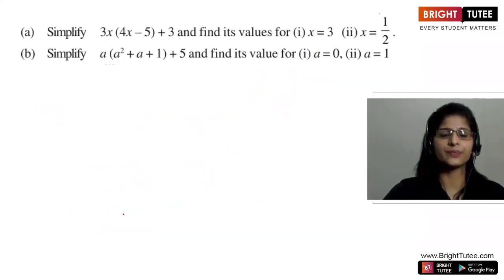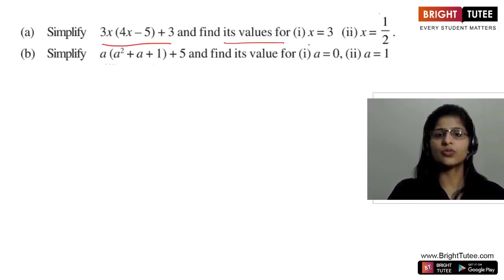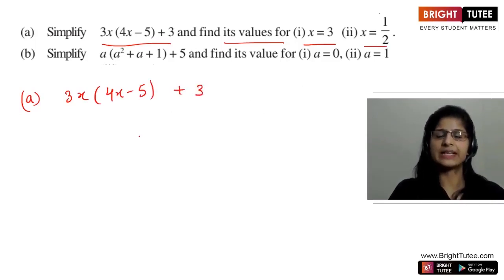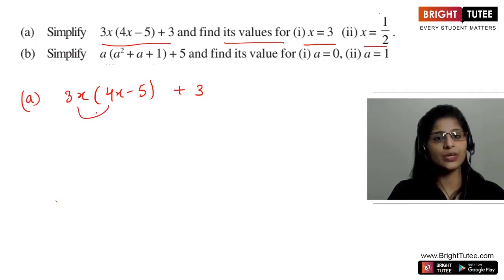Let us move ahead. Here they are asking you to simplify and find its values for x equal to 3 and x equal to half. So let us do the first part. In the a part, we have to simplify 3x into (4x minus 5) plus 3. Let us simplify it first. Multiply 3x with 4x, students. What you get? Think about it. 3 into 4 is 12. x into x is x square, minus 3 5s are 15x, because we are multiplying 3x with 5, plus 3.